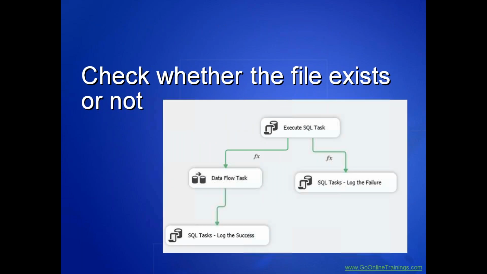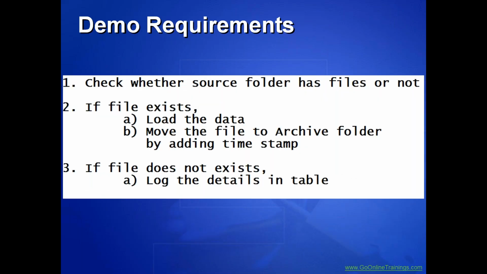So what are the things we had done? All of them we had done. Check whether the source folder has files or not. If the file exists, load the data from that file to the destination and move the file to the archive folder by adding a timestamp. If the file does not exist, log the details into a log table. Clear? And we had also implemented a logging facility.